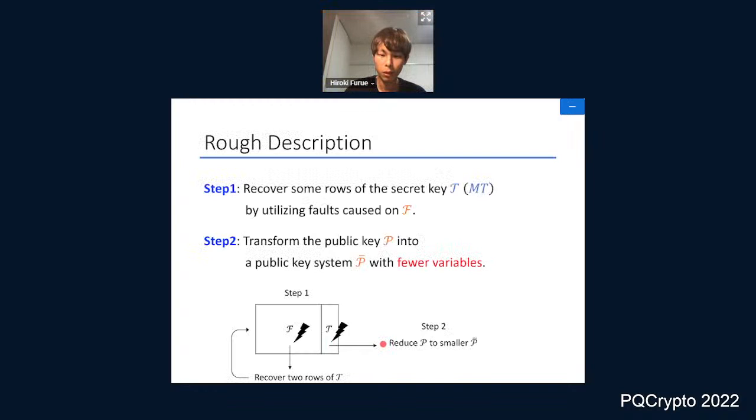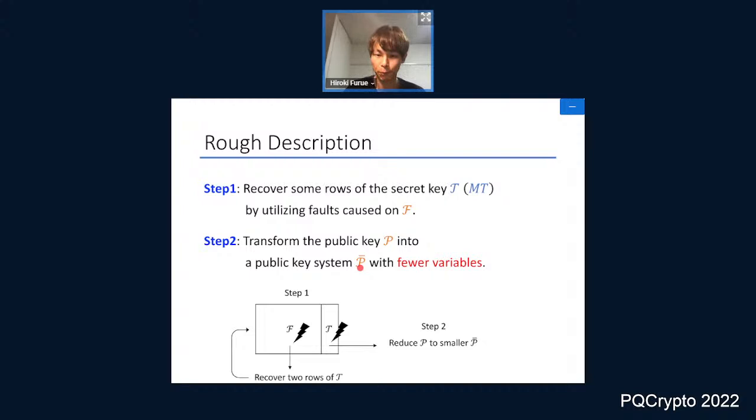And this is a rough description of our proposed attack. In step one, we recover some rows of the secret key T by utilizing faults caused on the central map F. Like this figure, if the fault is caused on the central map F, then we recover two rows of T and we generate another fault. And if a new fault is caused on the linear map T, then go to step two and transform the public key system P into another public key system P bar with fewer variables than the original system P. So we can perform existing key recovery attacks on this resulting system P bar with smaller complexity than on the original system.